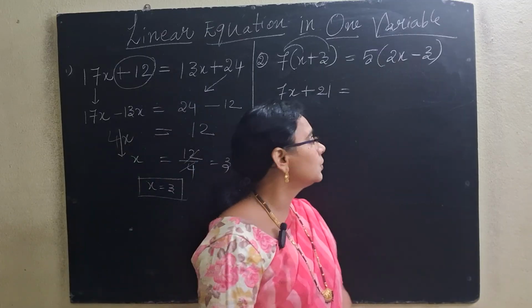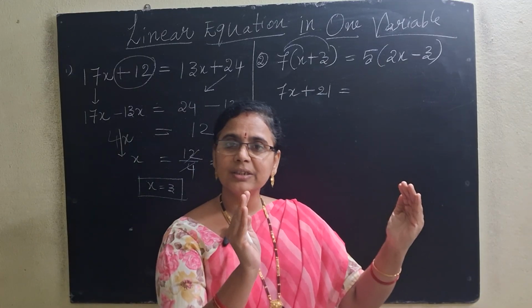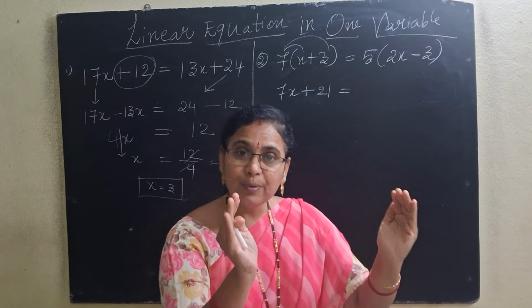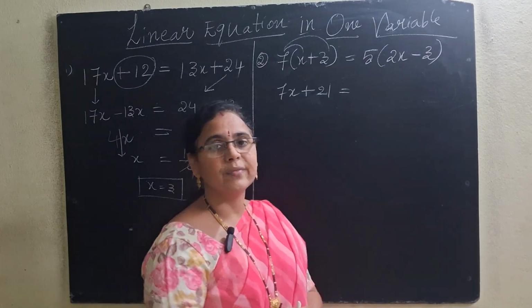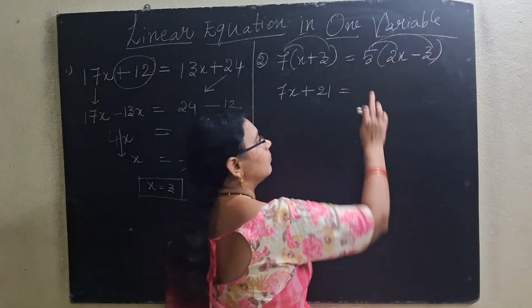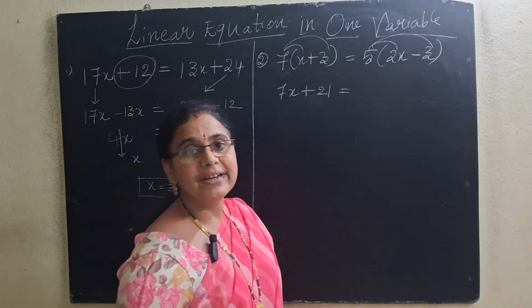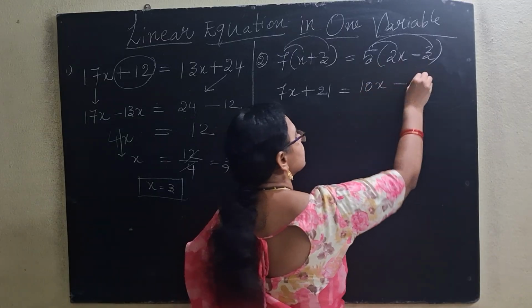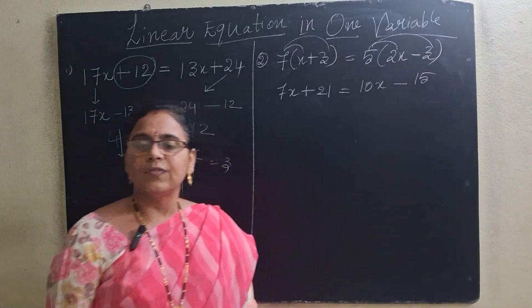Same like that here also, 5 into (2x minus 3). They have given one bracket, that means this complete bracket is multiplied with 5. So we have to multiply with the first term and second term. 5 into 2x, 5 2s are 10, variable as it is, 10x. 5 3s are 15.